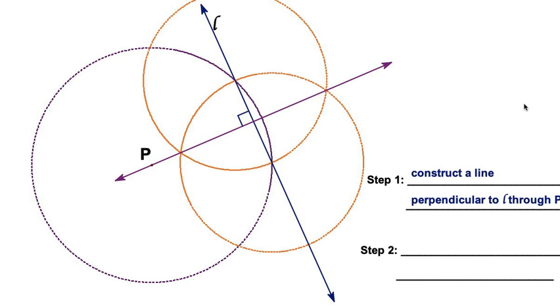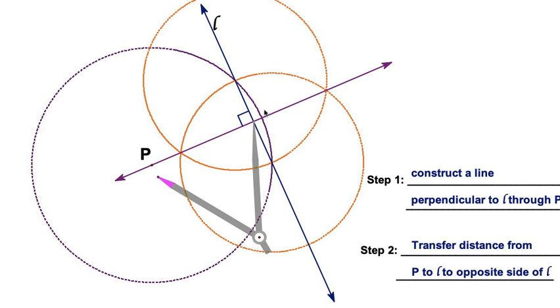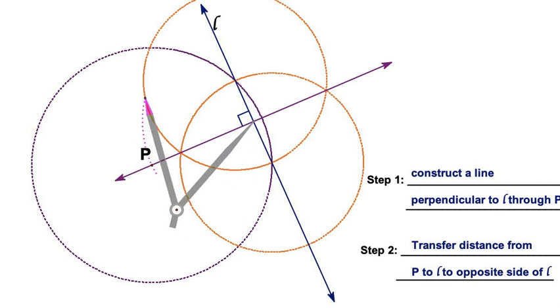Now, remember what our objective is. We're trying to construct the image of P reflected across line L. So we're going to pull out our compass one more time. Our second part is we're going to transfer the distance P to L on the other side, the opposite side of L, so over here. And that sounds like a job for another circle. I'm going to put the needle on my intersection, gap it to P, and give it a swing.